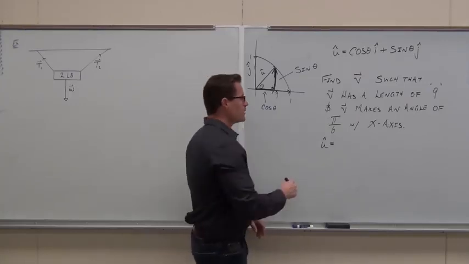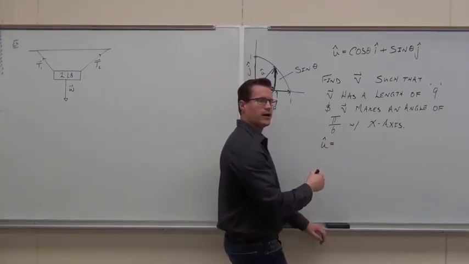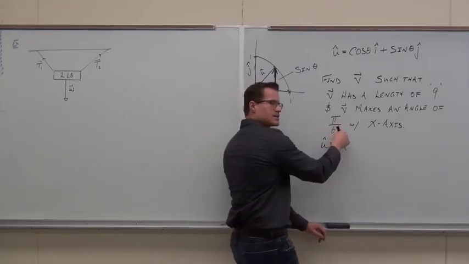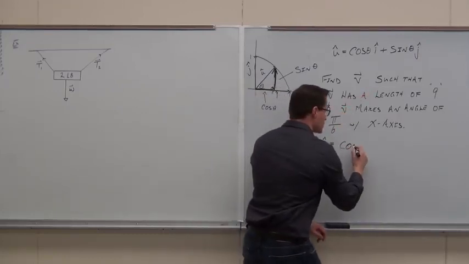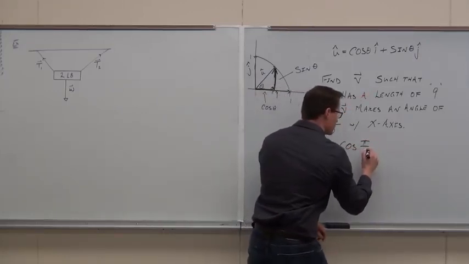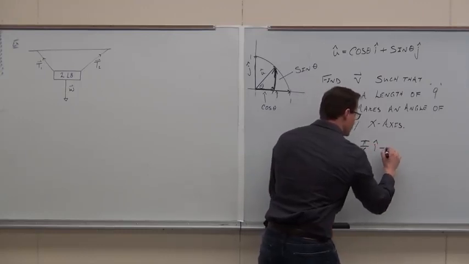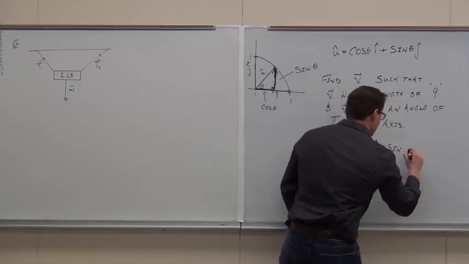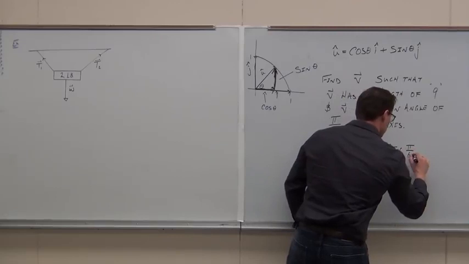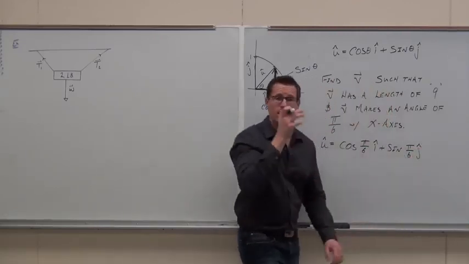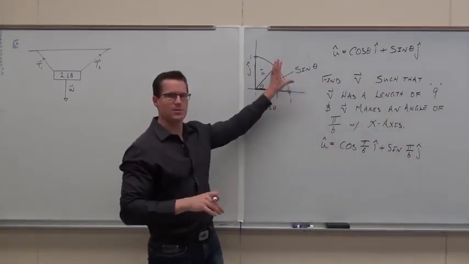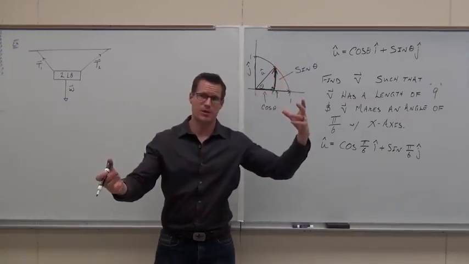So be careful. With us, though, I say, okay, how do you find a unit vector that has this angle with the x-axis? Cosine of that angle, and then do i. Sine of that angle, and then do j. Listen, I did all this theory behind it so you'd understand it, but I'm trying not to make it hard.